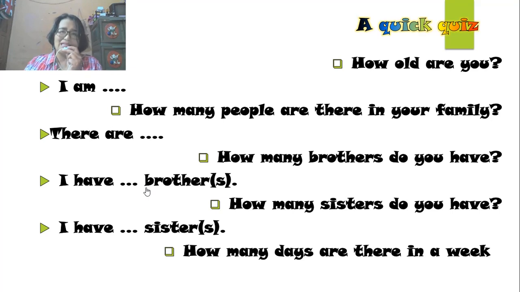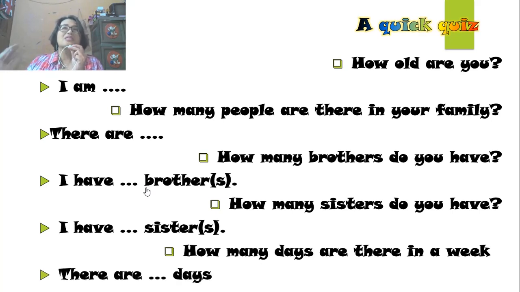How many days are there in a week? That's right. There are 7 days in a week. Sunday, Monday, Tuesday, Wednesday, Thursday, Friday, and Saturday.